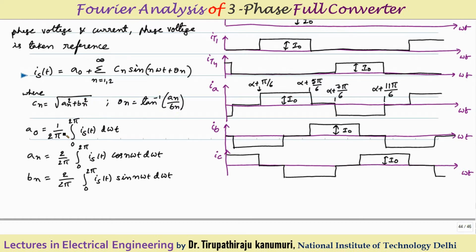The value of A naught will be 1 by 2 pi integration from 0 to 2 pi Is of t d omega t. It gives the average value. That average value of the current gives the DC component.